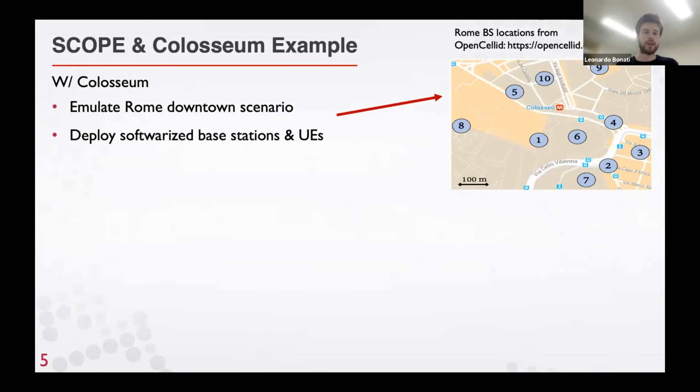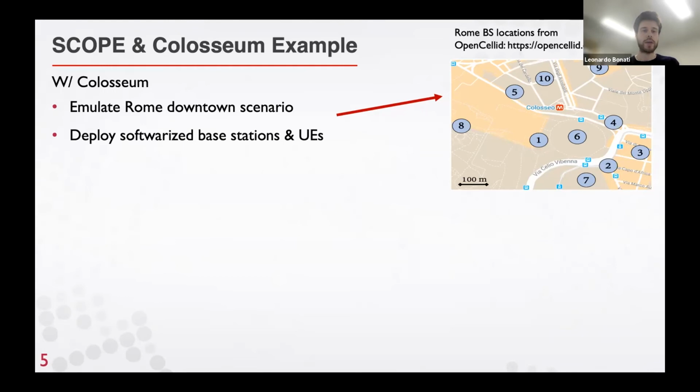I was talking about Scope and Colosseum, so let's see in more detail. This is one of the scenarios that we developed on Colosseum. This is the Rome downtown scenario, where we have 10 base stations, and these are the blue circles with the number that you see in the picture here. The base station positions have been taken from an open source database of real world deployments, in this case, the OpenCell ID dataset.